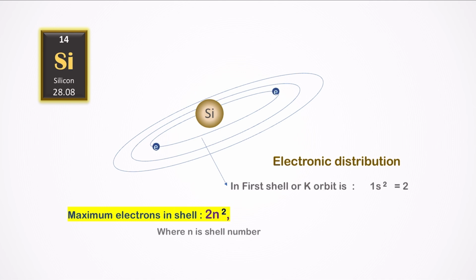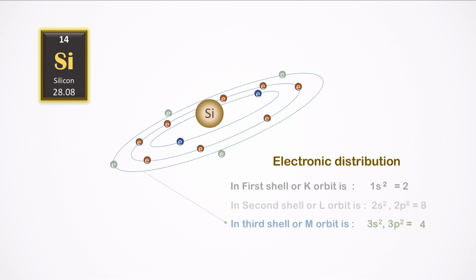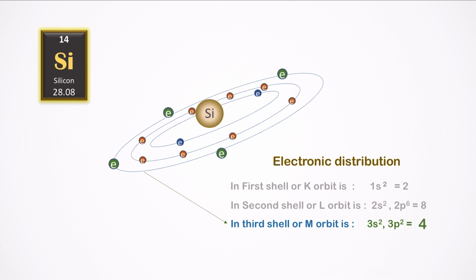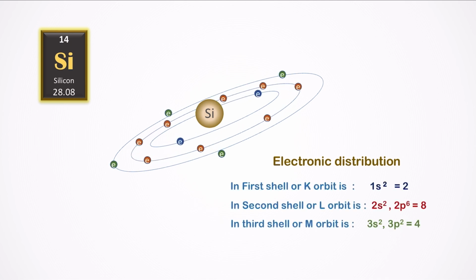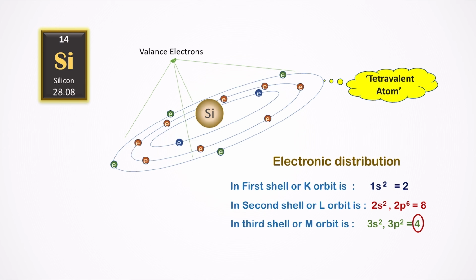Therefore, in the first shell or K orbit, 2 electrons revolve around the nuclei. In the second shell or L orbit, maximum possible electrons are 8. And in the third shell or M orbit, the maximum possible electrons are 18. Hence, the remaining 4 electrons of silicon occupy its third shell. Silicon has 4 valence electrons orbiting in the outermost shell, which is why it is also known as a tetravalent atom.